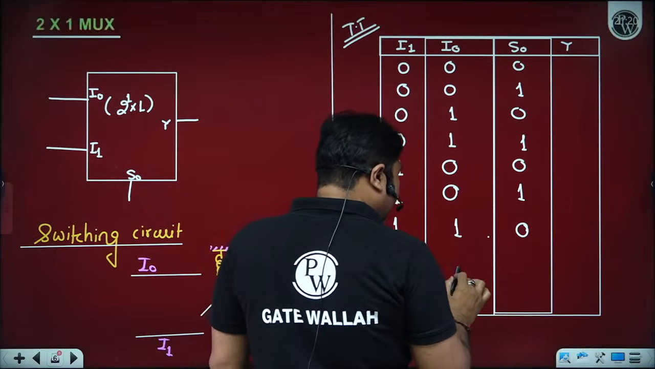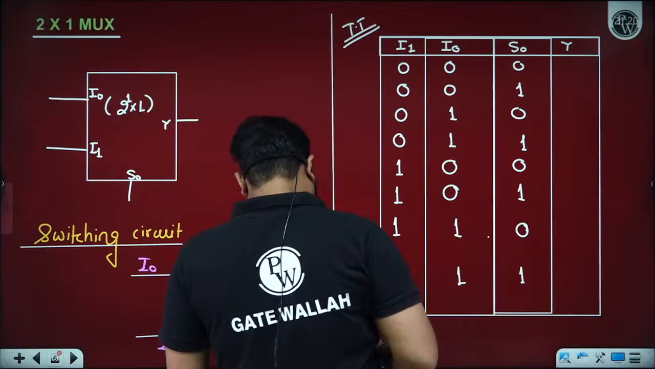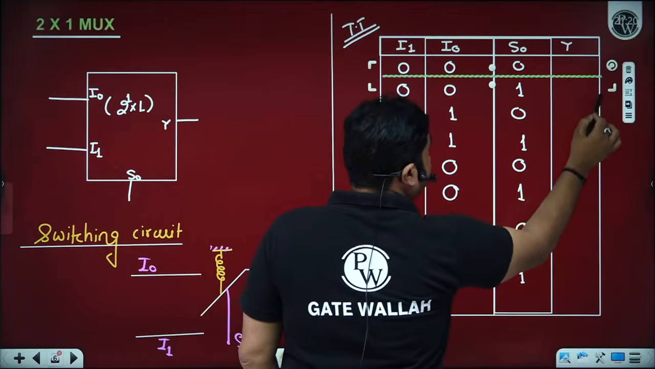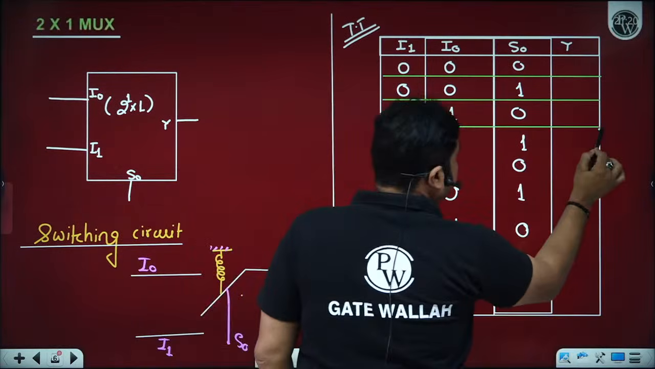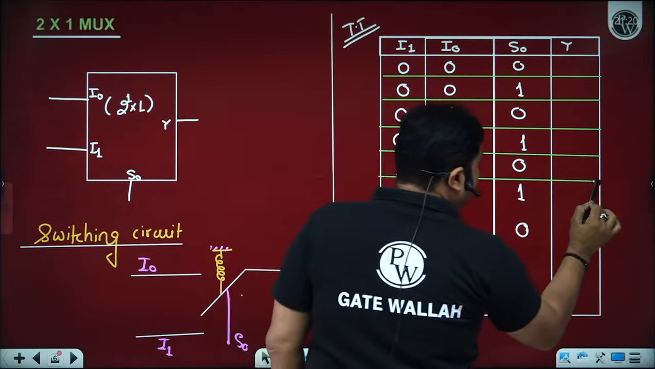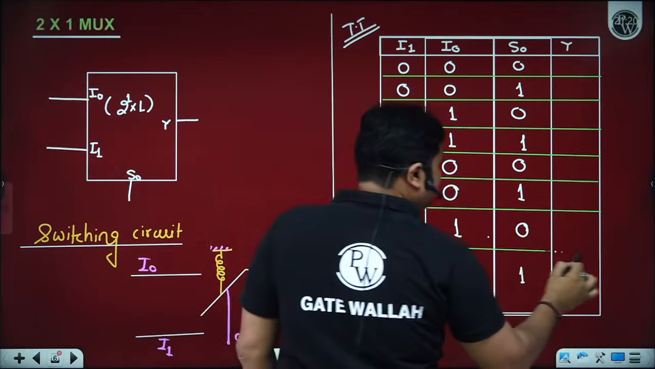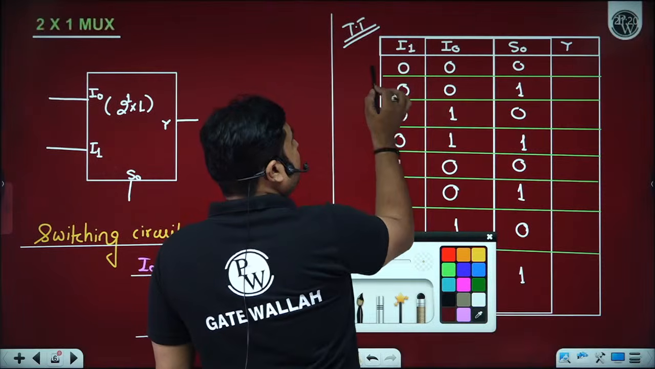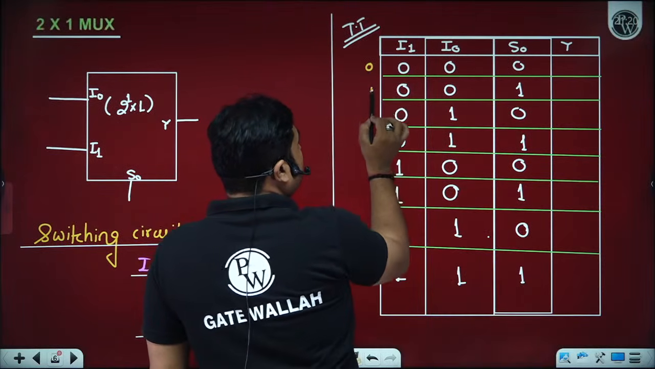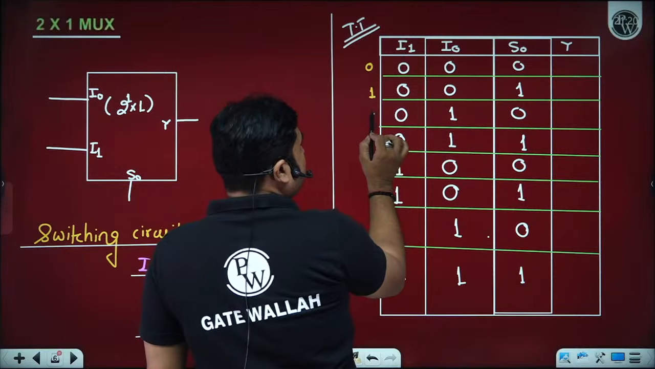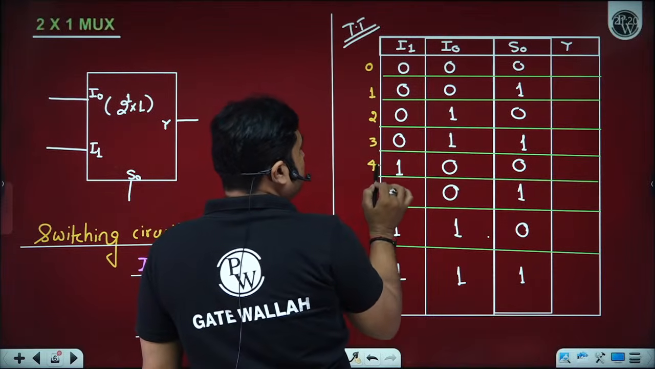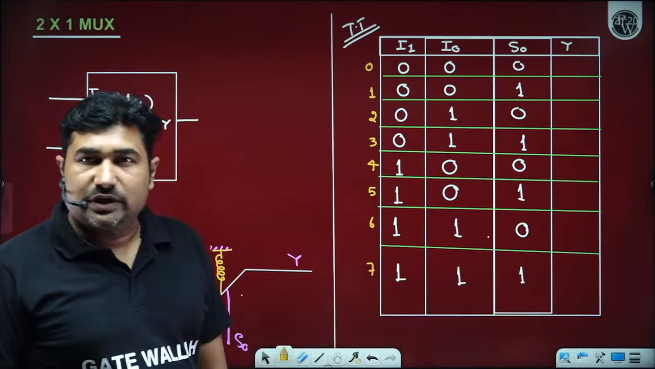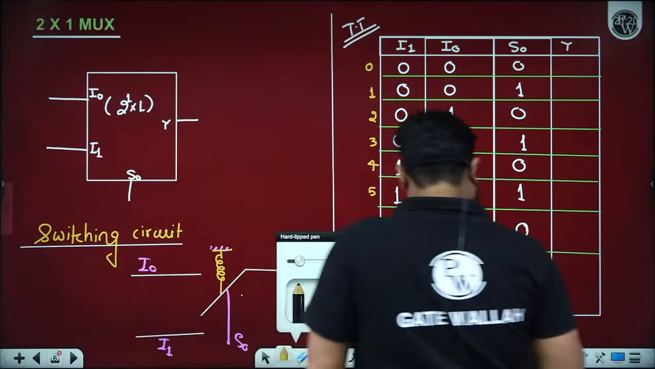So in total we have 8 possibilities, which can be represented in terms of binary as 0, 1, 2, 3, 4, 5, 6 and 7, with the consideration of I1 as the MSB and S0 as the LSB. So if I consider I1 as the MSB and S0 as the LSB, then the conditions can be represented in terms of the binaries from 0 to 7. Is it okay?